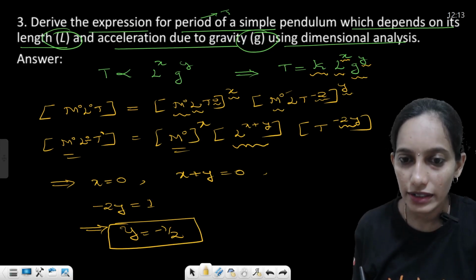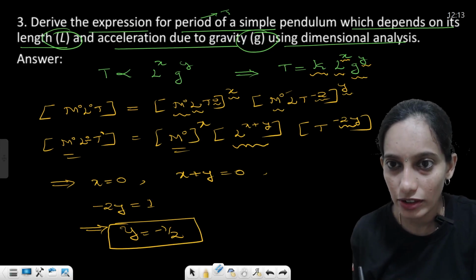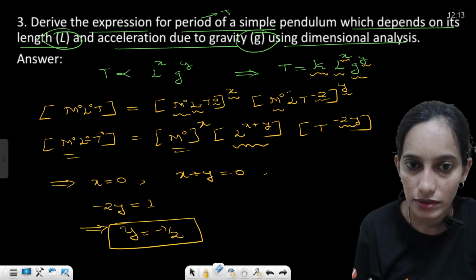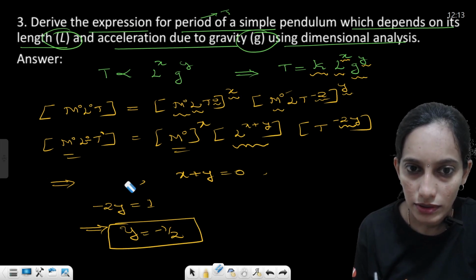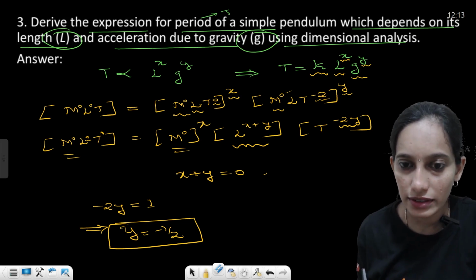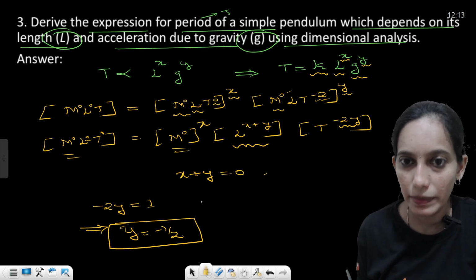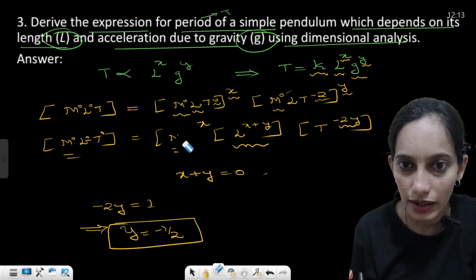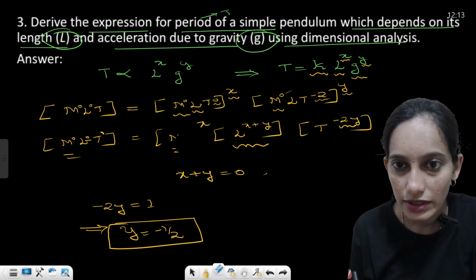One minute. Here there is a small mistake. Sorry, I cannot say X is equal to 0, because that is a wrong statement. Here there is no dependency on mass. One second.